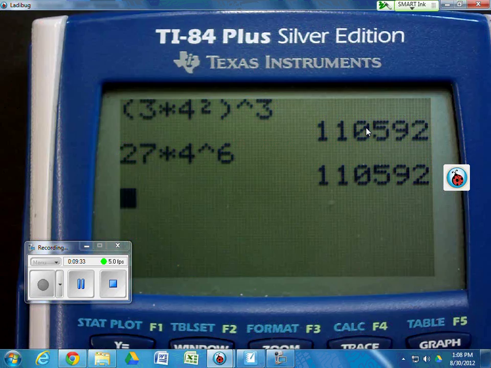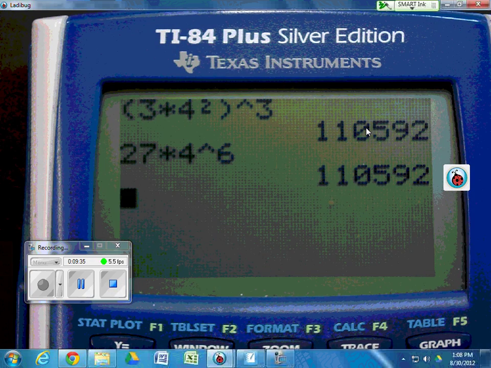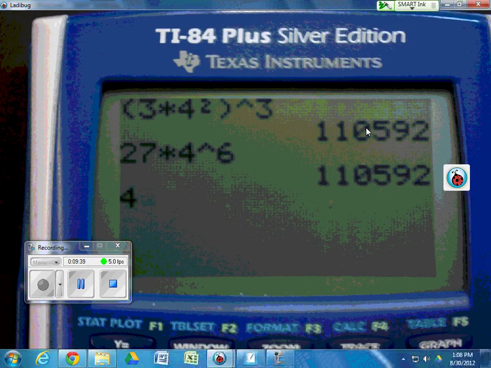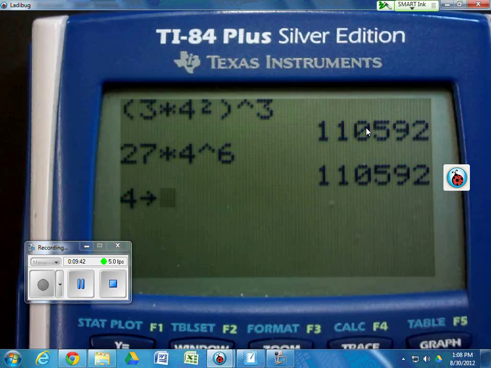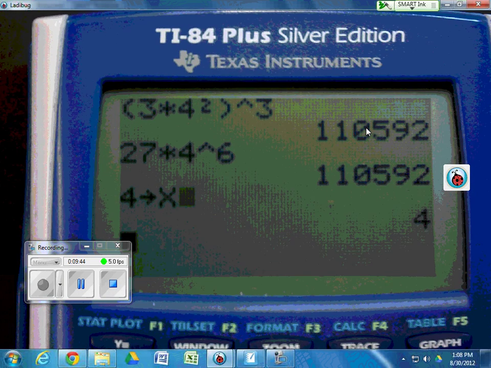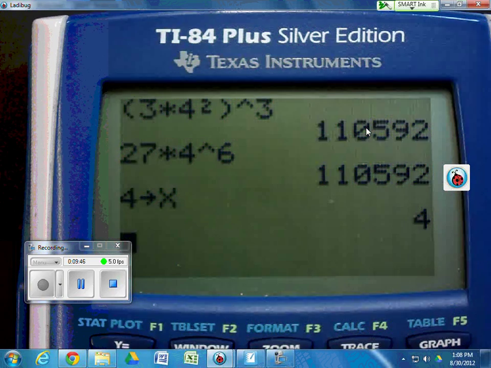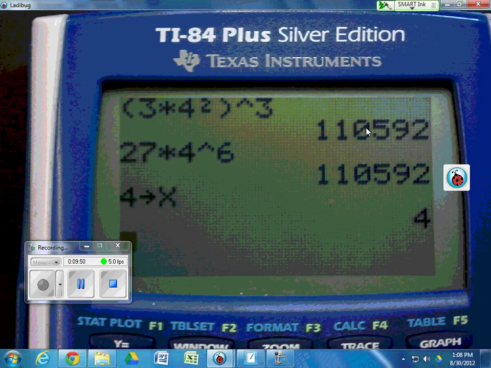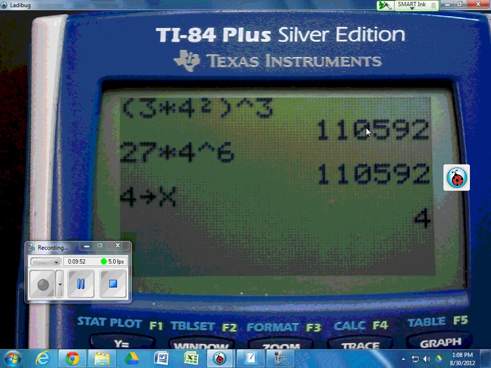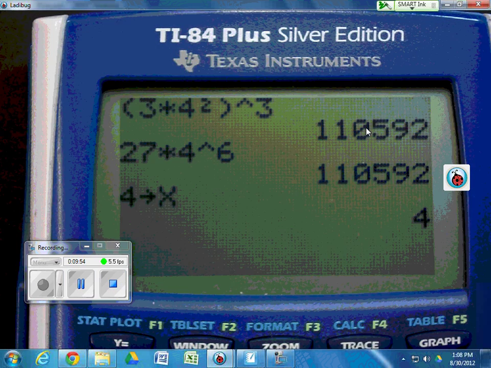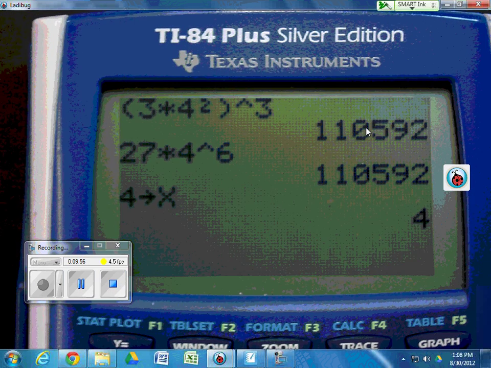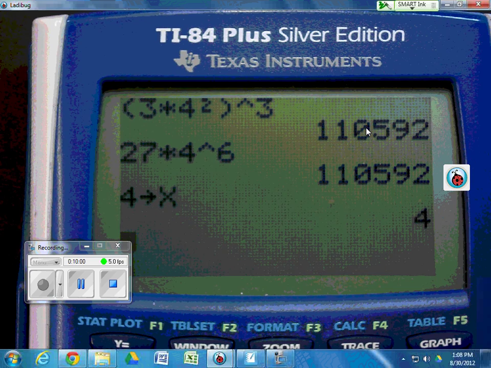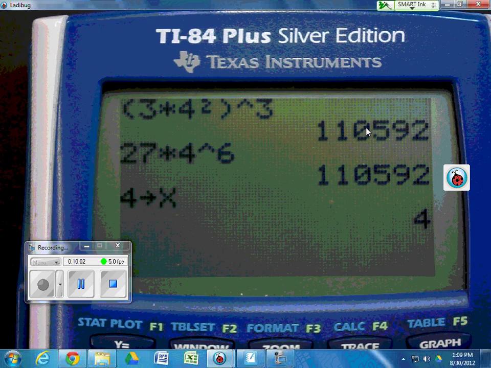Oh, you know it's even easier. Everybody, you know it's easier. Watch this. We wanted to plug 4 in for x. It's awesome, isn't it? It's not even bright enough. We're storing 4 in for x. It's called the store button, and it is right above on. See it?